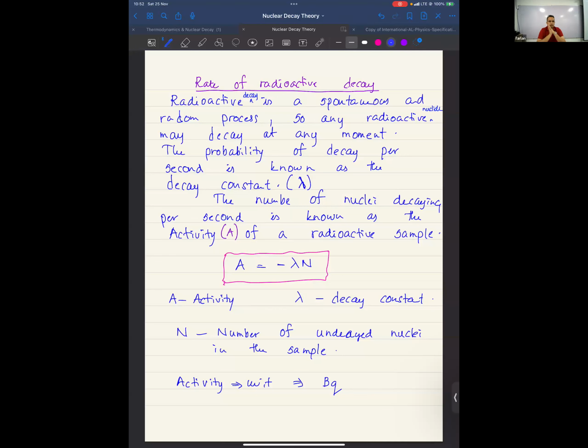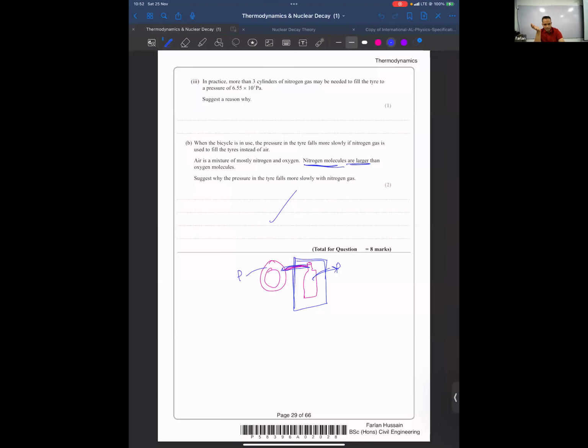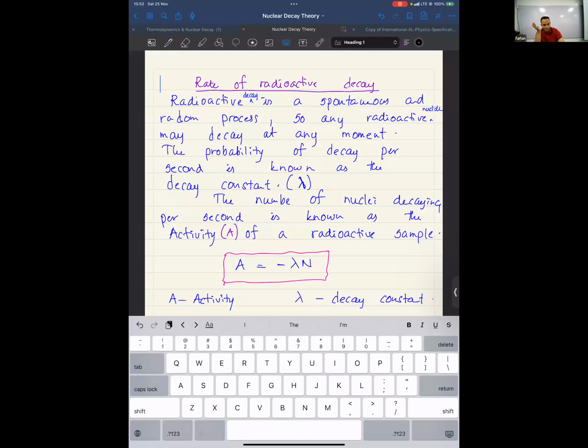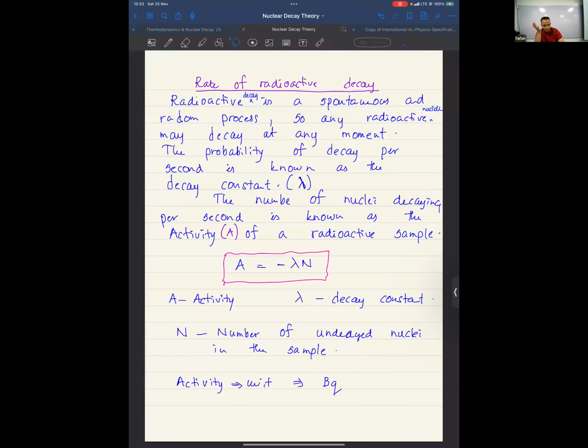Won't we get confused between the wavelength and the decay constant for lambda? Not really, because in these questions you are not going to meet wavelength. There will be only one lambda used here, which is the decay constant. A is activity, lambda is decay constant, N is number of undecayed nuclei in the sample.